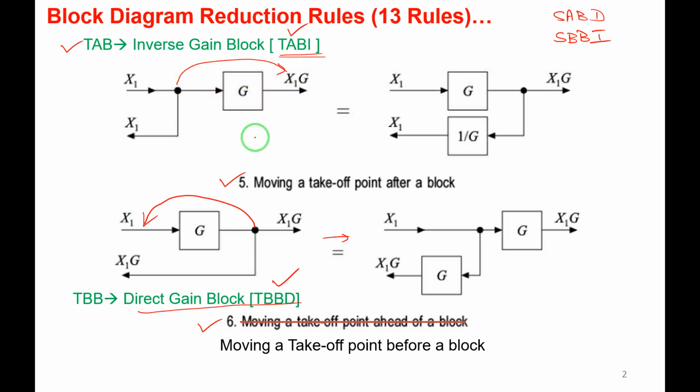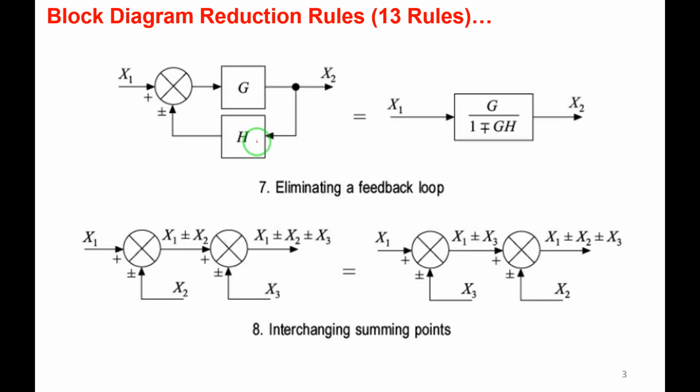Now we will proceed with a few more rules. Totally 13 rules are there. Seventh rule, eliminating a feedback loop. This we already know. This is the simple closed loop system. It has G as the forward path transfer function, H is the feedback path transfer function, X1 and X2 are the outputs, and this is the summing point.